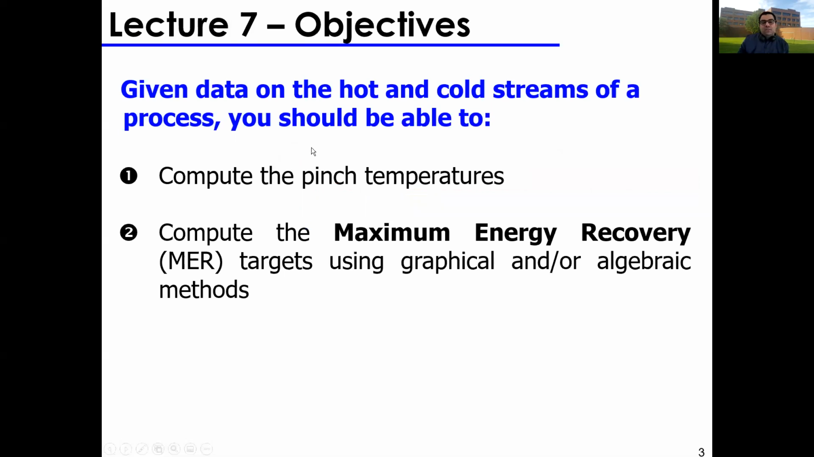So the objectives of this lecture: if I give you some data on some hot and cold streams from a process, you should be able to compute what is called a pinch temperature, and you should be able to compute a parameter called maximum energy recovery target. And there are 2 methods to do this. There's a graphical method, and then there's an algebraic method. We're going to go over them over the next 2 weeks.